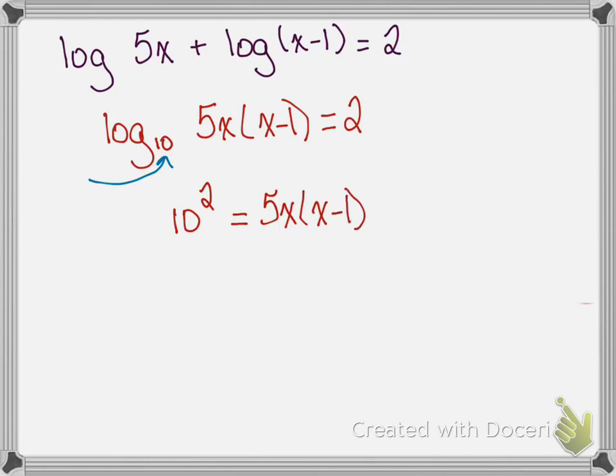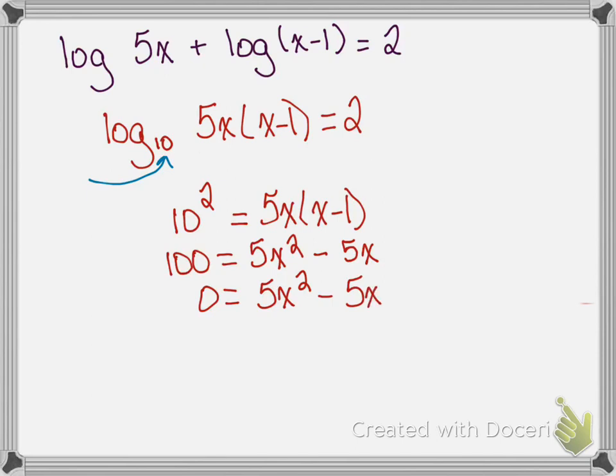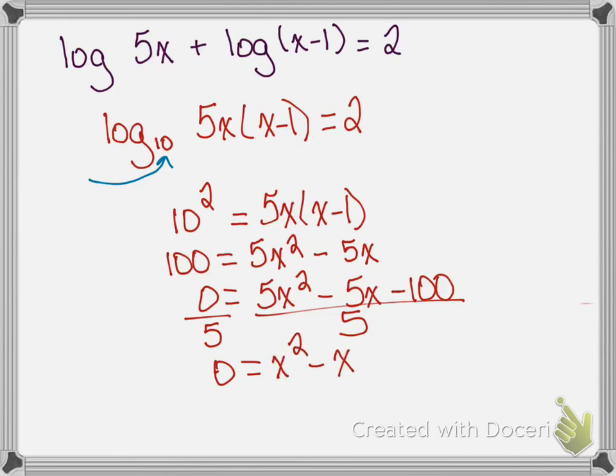And we know how to solve that. What's 10 squared? Good. And then I have 5x squared minus 5x. I can go ahead and set that equal to 0, but what do you notice about all the numbers? They're all divisible by 5, and I highly recommend that you go ahead and take that 5 out. So I'm going to divide everything by 5. So I have 0 equals x squared minus x minus 20.